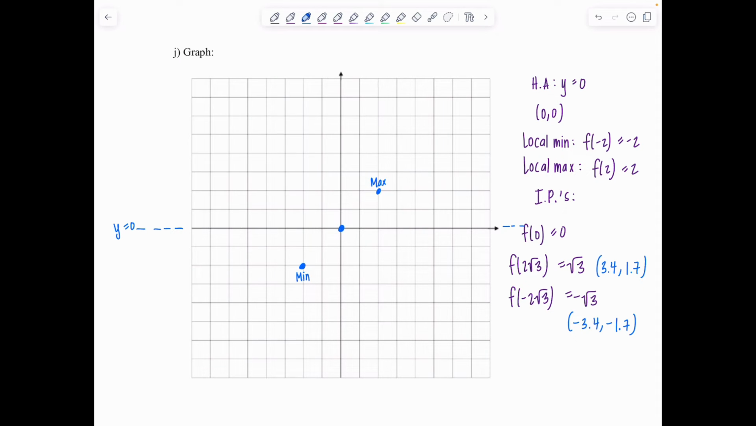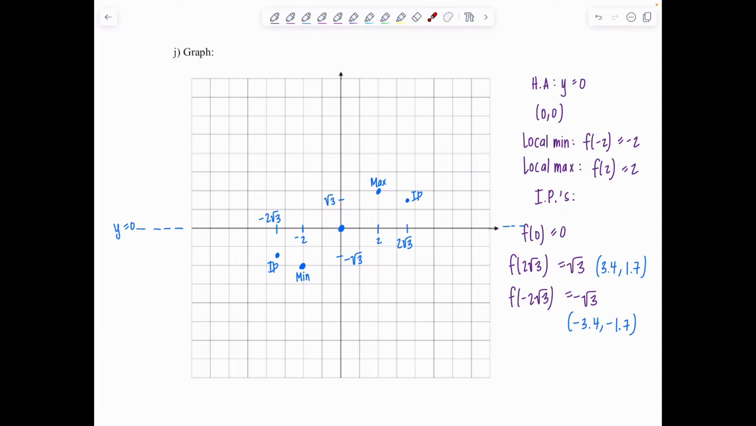And then inflection points, I do recommend labeling them like on there because otherwise it's really hard to see them. So 2 rad 3, rad 3. 3.4, 1.7. This is an inflection point. This is at 2 rad 3. This is rad 3. And then I have another one at negative 2 rad 3, negative rad 3. So maybe right around there. Okay, negative 2 rad 3, negative rad 3. And that's enough. I know it feels funky, but you'll be fine.